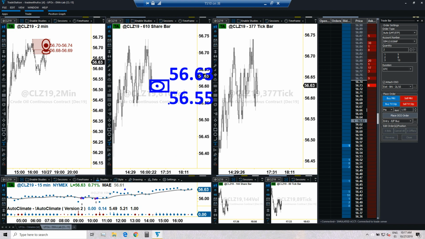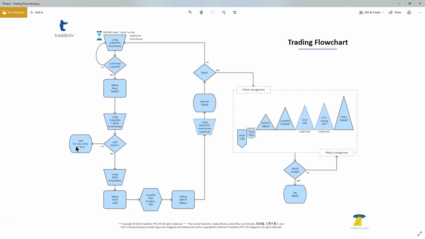If that was the case, you have the average 56.61, which is certainly enveloped by 56.63 and 56.55. The EMA is in the middle. So again, we got 56.63 to 56.55. What would we conclude? We will conclude that we do have a valid entry, and therefore we go for the next step, which is to define the stop loss.